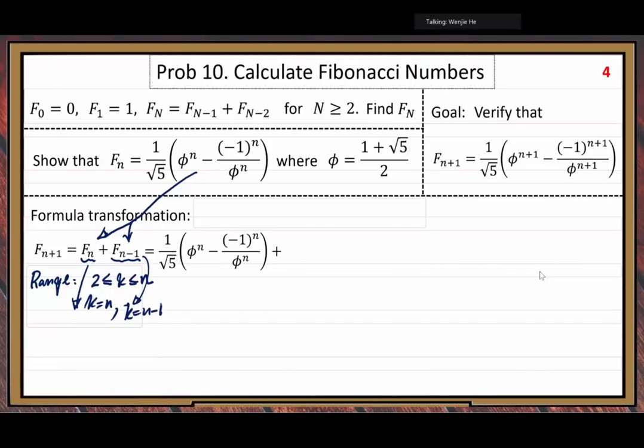Why can we use the formula for the first term? Because k equals n is in this range. Why can we use this formula for k equals n minus 1? Because it's in the range. All right, it's in the range.